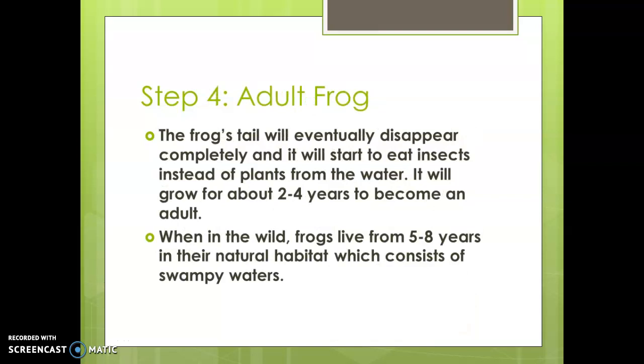Step 4. Adult frog. The frog's tail will eventually disappear completely, and it will start to eat insects instead of plants from the water. It will grow for about 2 to 4 years to become an adult. When in the wild, frogs live from 5 to 8 years in the natural habitat, which consists of swampy waters.